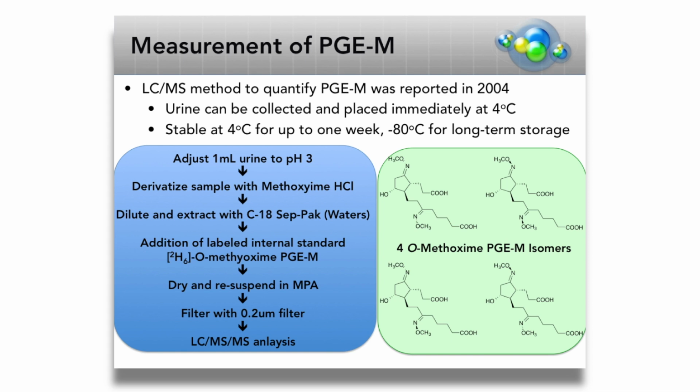It's important to note that the derivatization yields 4 different O-methoxime PGEM isomers. These isomers are generated based upon the position of the methoxy group on the nitrogen in the derivatization portion. The internal standard that is used to quantify these molecules was able to be synthesized because it was pre-derivatized, and the deuteriums are on the methyl group of the methoxy.